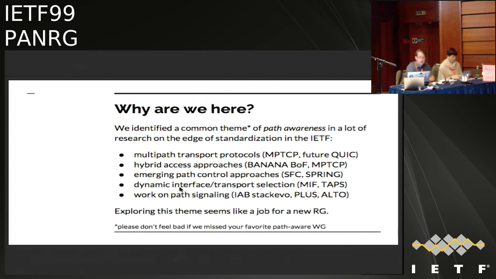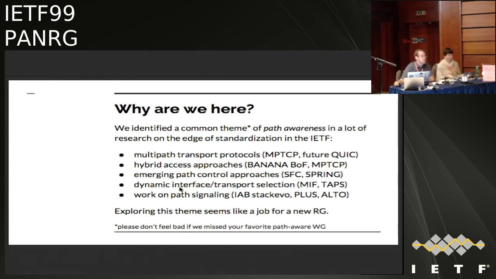Slightly more exotic are path control approaches. SFC is looking at this, and also segment routing work in Spring, so IPv6 segment routing. So the ability to say, okay, you have to visit this router and this router and this router on the way. That's pretty explicit path control right now. That tends to work in a single administrative domain, but it looks like an enabling technology for something that might be more than that. There's work on dynamic interface and dynamic transport selection, which is another way you can get your traffic to go down different paths or paths with different properties.